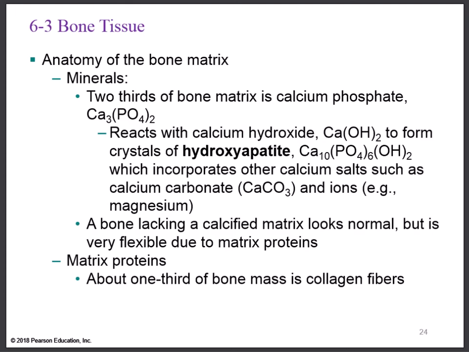So all of this is what makes up our bone matrix. Again, the main things I want you to know, 2/3 of the bone matrix is made up of minerals. The final product is hydroxyapatite. It incorporates different bone salts and ions. And then the other 1/3 of the bone matrix is made up of collagen fibers.